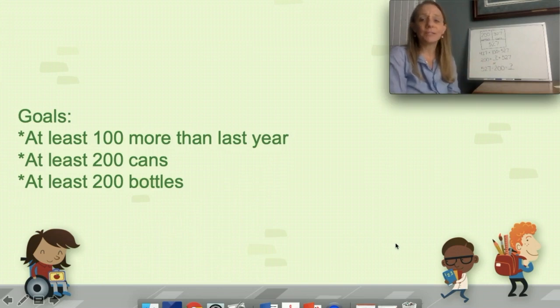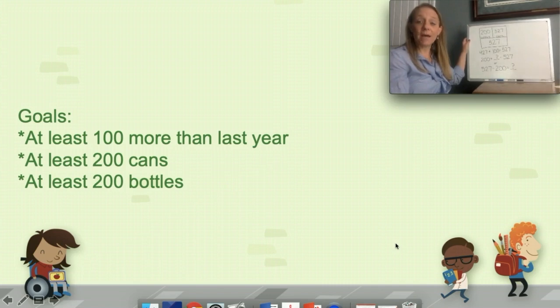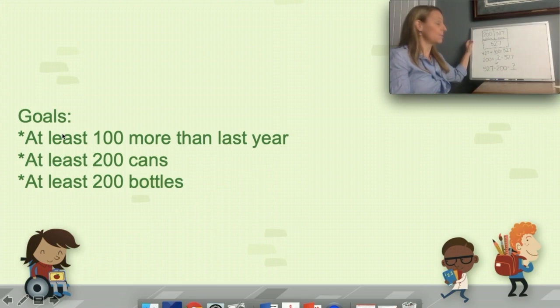I hope you took some time, pause this so that you could do the work on your own. I kind of forgot to tell you to pause it when I finished before. So I'm going to show you my example of what I did. I have the goals on the screen because I wanted to make sure that my numbers worked according to the class goals. So first I used the tape diagram.